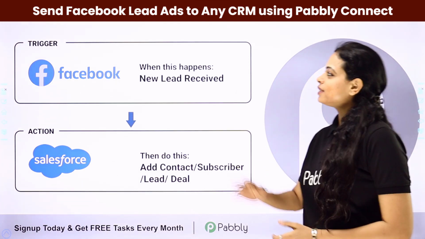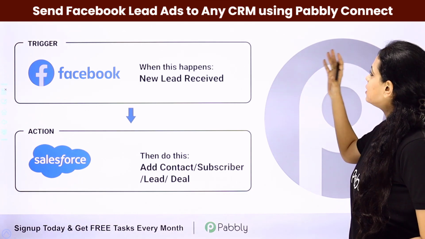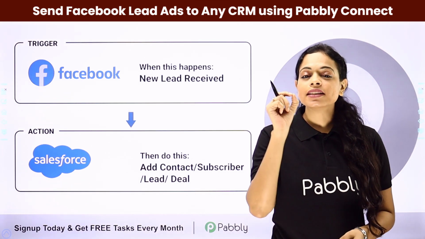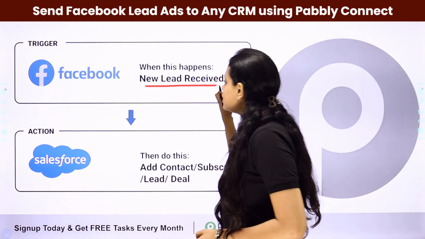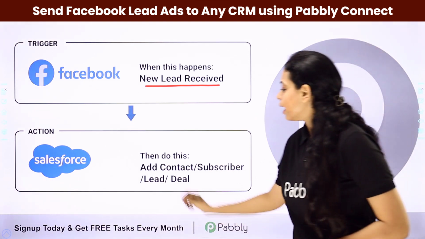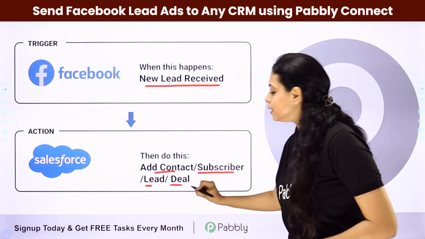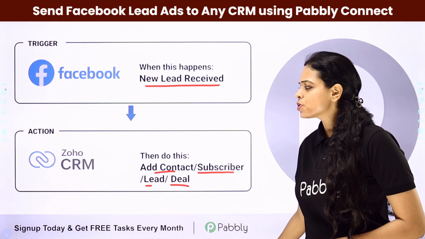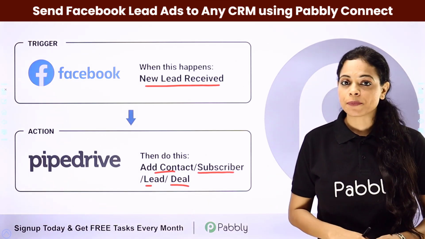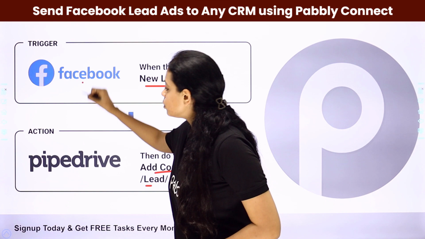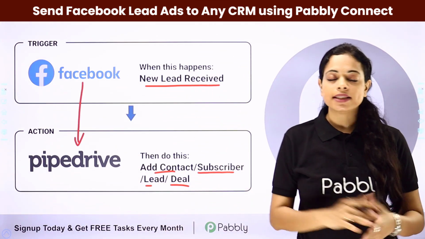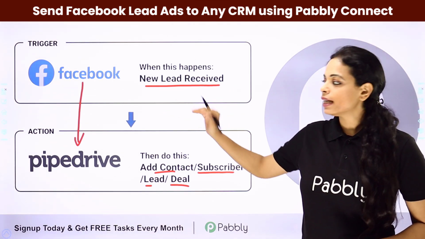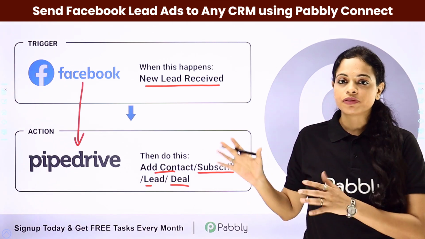In this video, we are going to understand how to send Facebook lead ads to any CRM using Pabbly Connect. So let's say that you are promoting your business using Facebook lead ads, and here the objective is that every time a new lead is received, then with the details you wish to add a contact, create a subscriber, lead or deal in any of the CRMs, for example Salesforce or HubSpot, then we have mundane.com, Zoho CRM, LeadSquared, Pipedrive, etc. To do this, you will have to integrate your trigger with Pipedrive, Salesforce or any other CRM. And you can do the same using Pabbly Connect. So the trigger will be Facebook lead ads and your action application can be any CRM of your choice.